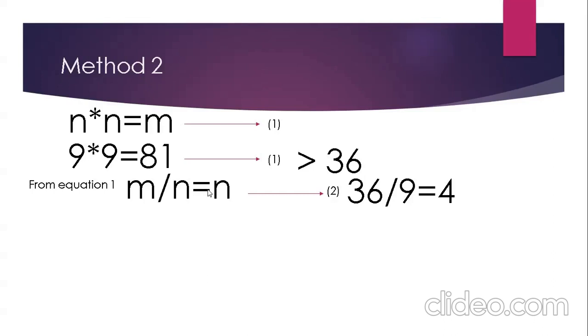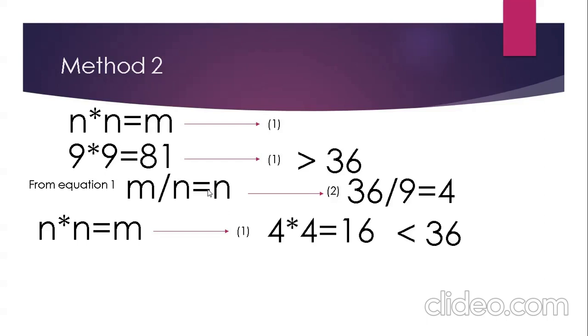So what was the first step? We guessed the number 9, and 9 into 9 is equal to 81, where 81 is greater than 36. Then we generated another equation 2, where m divided by n is equal to n. So substituting m's value and n's value, you got 4. Again, we are going to see whether 4 square is equal to m, picking the first equation, n into n equals m. So 4 into 4 is 16, where 16 is less than 36. That is also not a match.